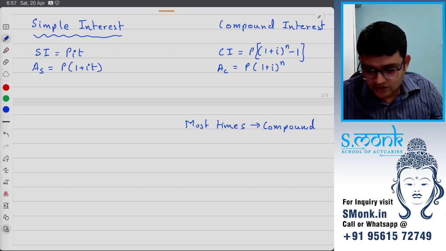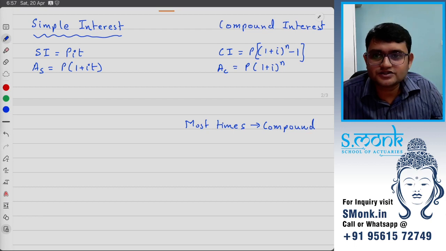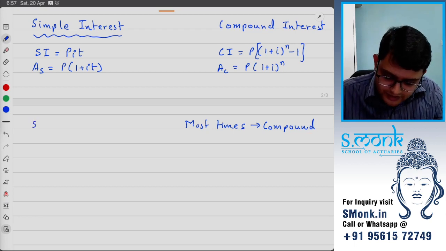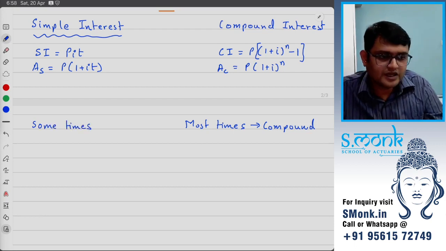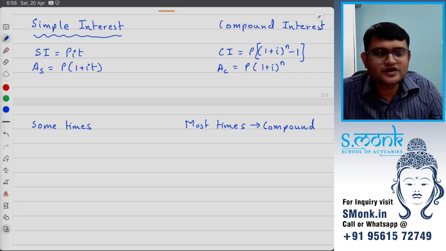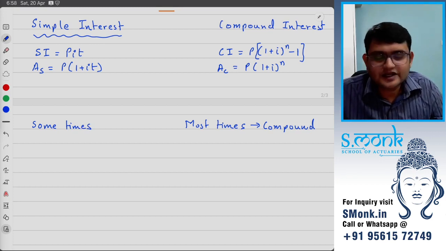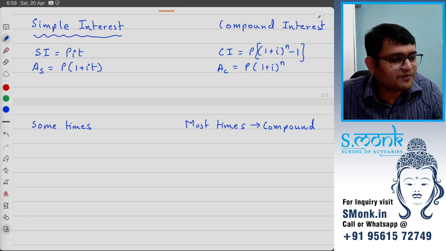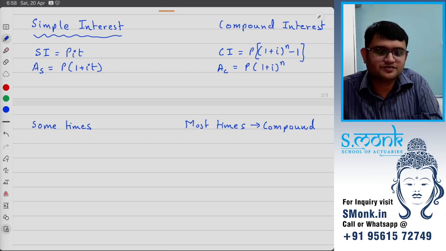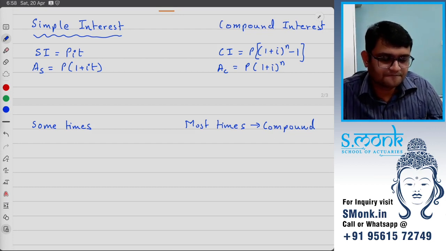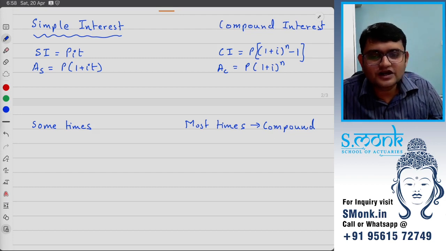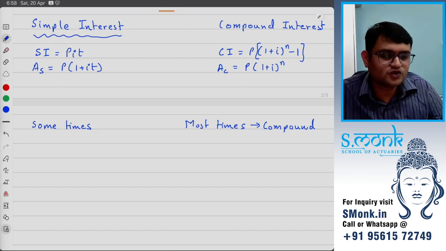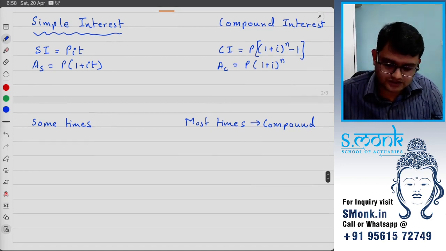Okay. Both are not the correct answers. We do use simple interest. Okay. We use it sometimes. But savings account and loan is definitely not the correct answers. In some kind of loans, you might have seen simple interest. Okay. But I would like a specific answer. Loan is not a specific answer.